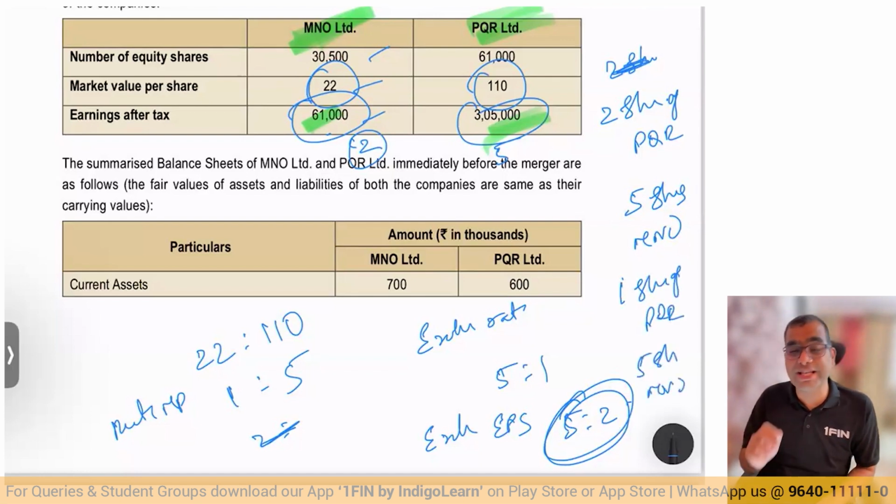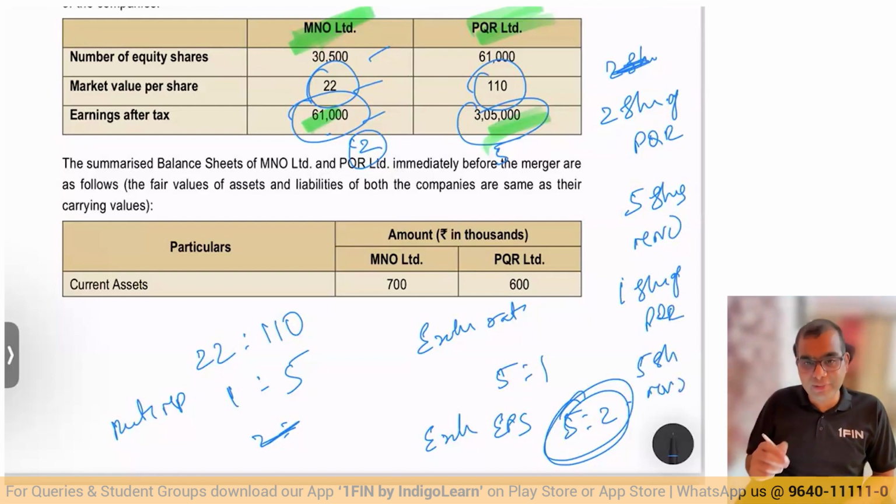So this ratio is exactly double. Instead of getting 5 shares for every 2 shares, they need to get 5 shares for every 1 share. They need to get 5 for every 1.